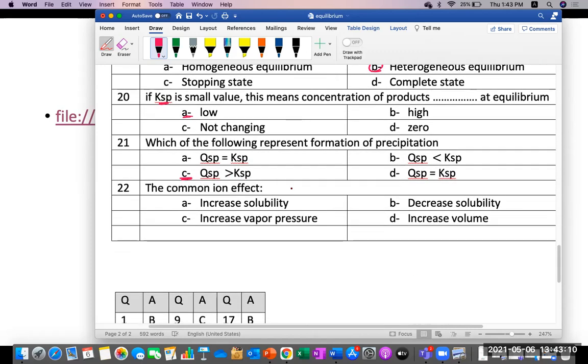The common ion effect. So what is the common ion effect? The common ion effect will always decrease the solubility. Let me explain this one.